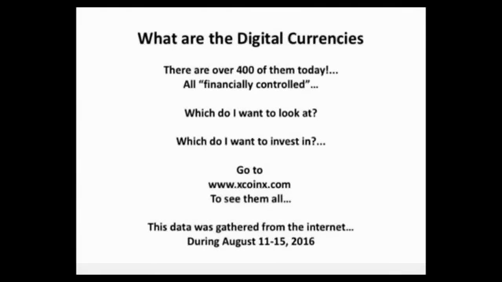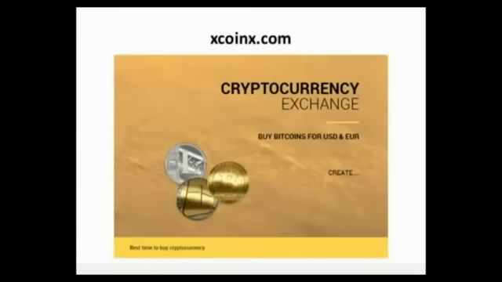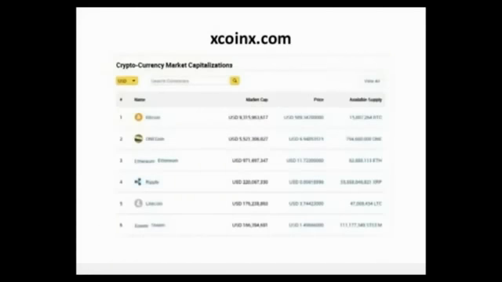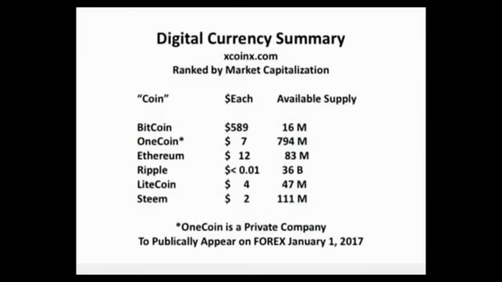What are these digital currencies? Let's look at them one by one. There's over 400, and they're all financially controlled, otherwise they wouldn't be able to exist. So what do I want to look at? Well, we go to xcoinx.com to see them all, and we'll go to the next slide. This data was discovered in August, about 11 to 15, 2016. Here's xcoinx.com, and on the next slide, we see the top cryptocurrencies, and it's kind of hard to see what that is. The names are on the left, and the available supply is on the far right. So the next slide is a good summary of that.